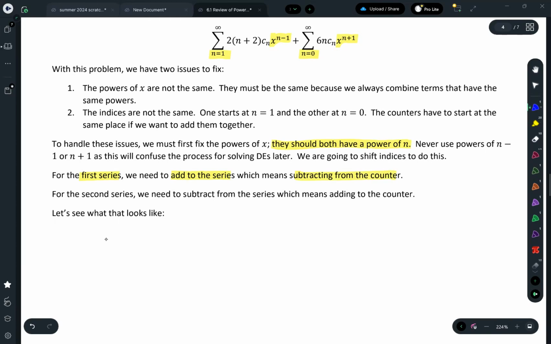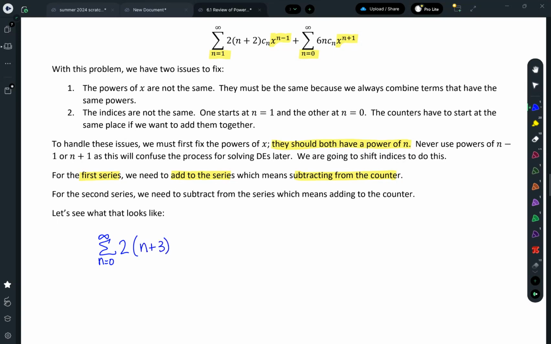And what that looks like is I get the sum, subtracting from the counter by 1, we get n equals 0 to infinity. In the sequence, I have 2 times, now I'm going to add 1 to the series, okay? So where it's n plus 2, I'm going to add a 1, and it becomes n plus 3. Then I have c sub n, and that n also needs to have a 1 added to it. And then the x to the n minus 1, I'm going to add a 1, and it will simplify down to x to the n.